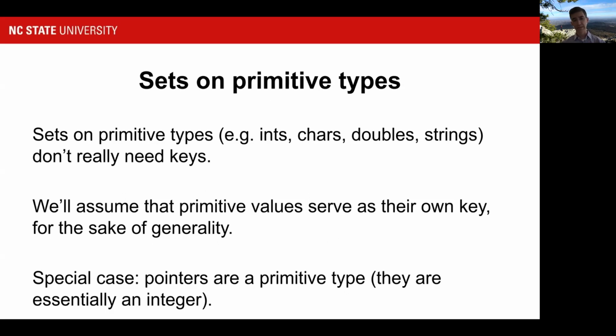It's also worth pointing out that I could also have a set of pointers, and pointers are a primitive type. Pointers are basically integers. So if I wanted to have a set of addresses of objects, that would also be okay. And in that case, I would just literally use the address of the object as the key. I can try to insert the same address twice, but it will just get ignored, because the set can only hold it one time.